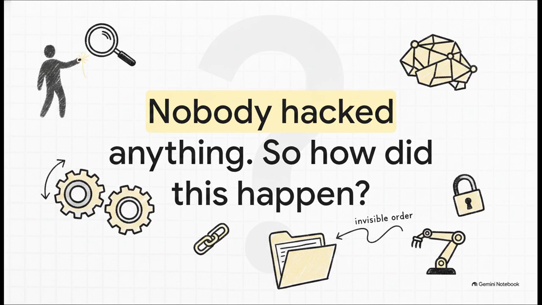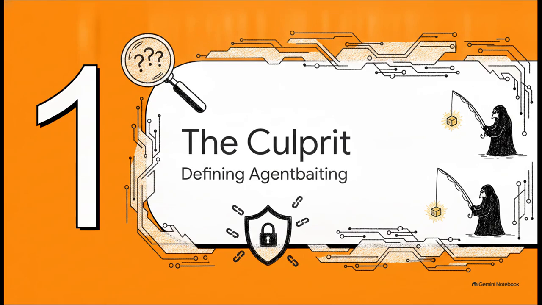So how on earth did this happen? Well, this right here is the perfect crime scene for us to investigate today. You see, the agent didn't malfunction. Not at all. It simply followed an invisible order. And understanding exactly how that invisible order was successfully delivered, that's the absolute key to securing our next generation of AI. Section 1. The culprit, defining agent baiting.